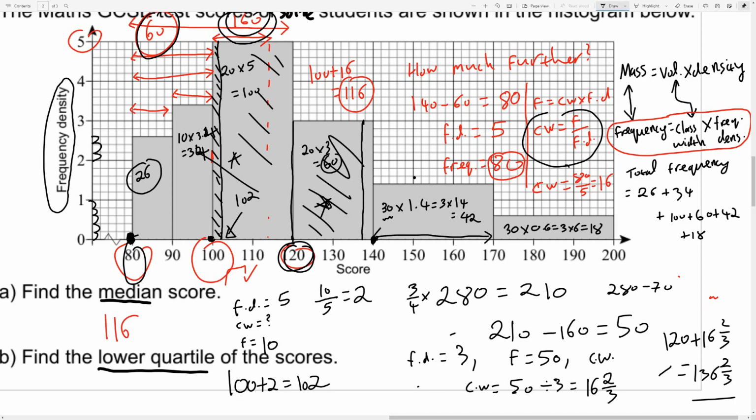So hopefully this has explained how we work out the 3 quartiles from a histogram. And finally, you might be asked to work out the interquartile range. Interquartile range is simply the upper quartile, take away the lower quartile. So in this case that would be 136 2/3, take away the lower quartile, what did you work it out as, 102, which will just give us 34 2/3. That would be the interquartile range.